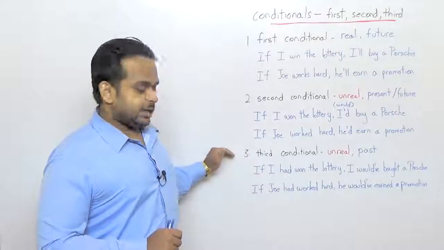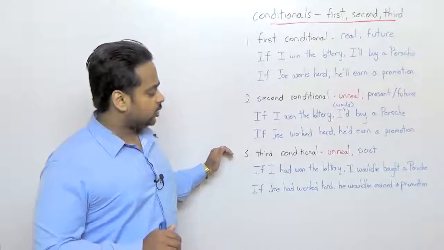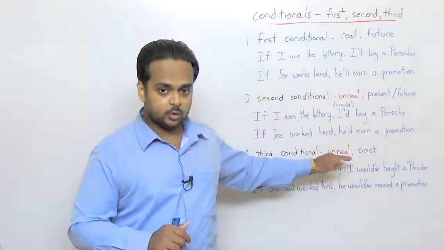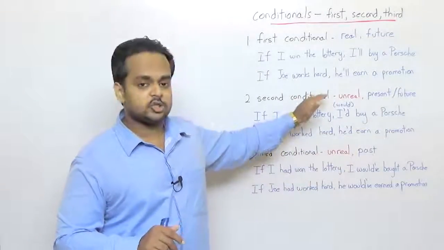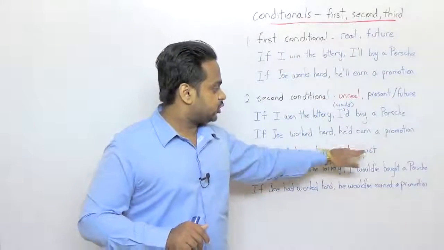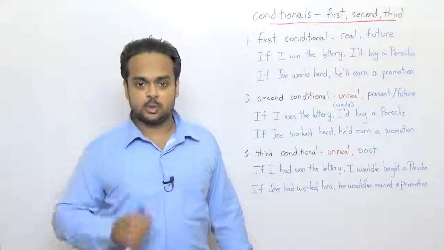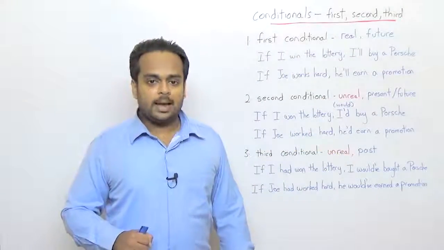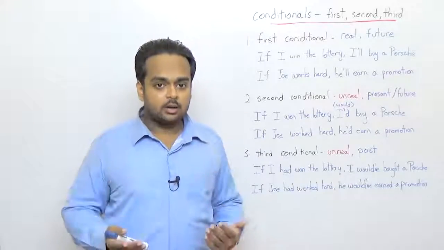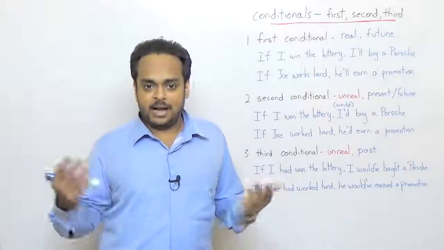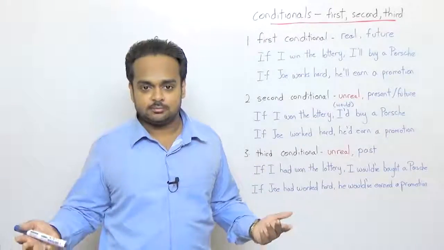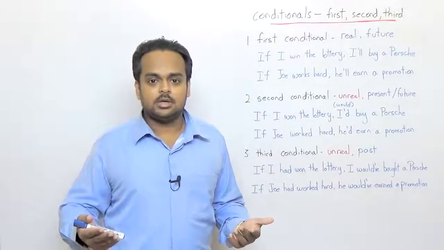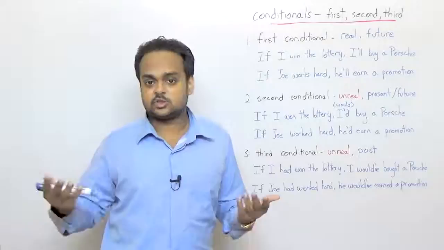So what about the third conditional? Well, the third conditional is used to talk about unreal situations just like the second conditional, but the third conditional is used to talk about past situations. So why are these situations unreal? Well, it's because the past is gone. We cannot change it. So anytime we talk about a conditional in the past, it's going to be unreal.